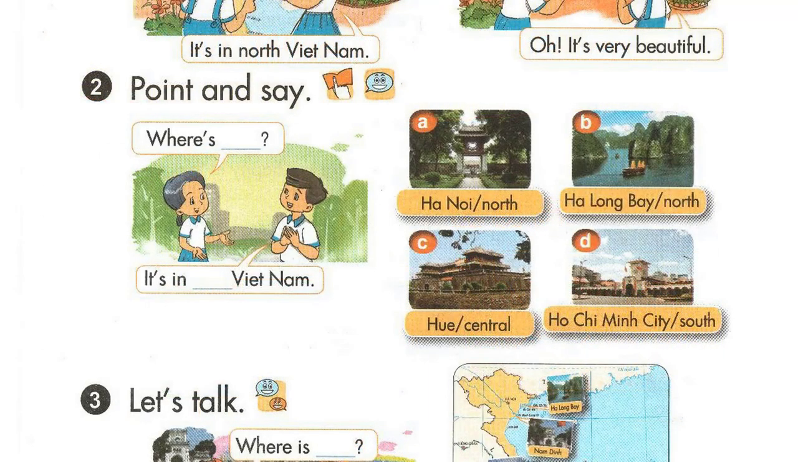Activity 2. Point and say. Where's Ha Noi? It's in North Vietnam.